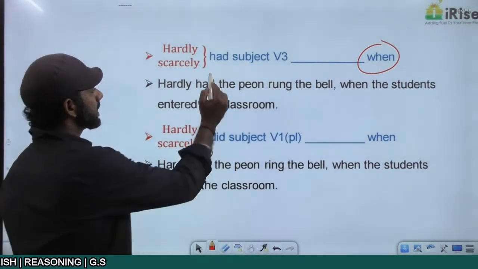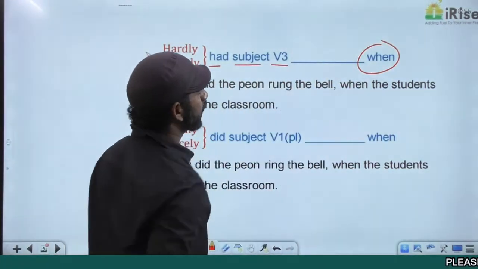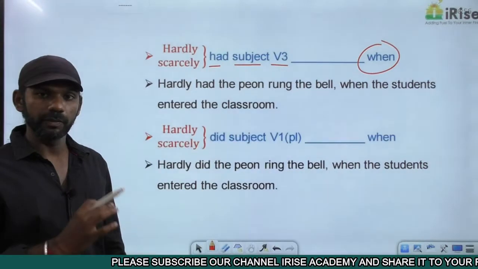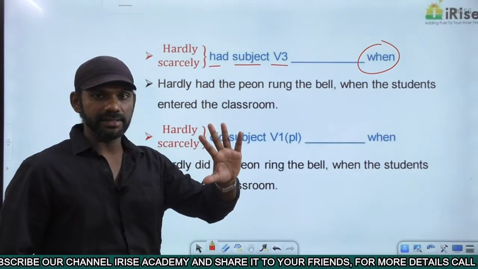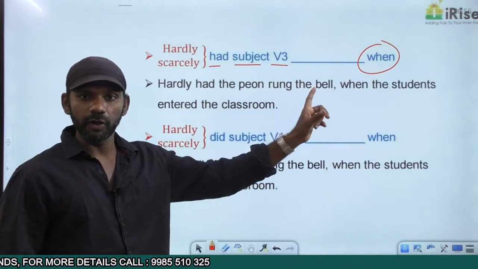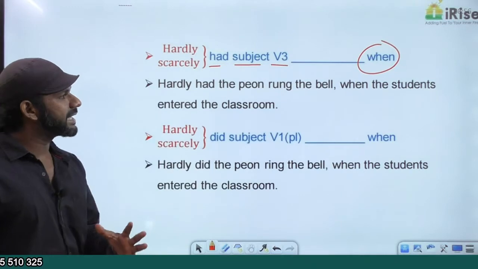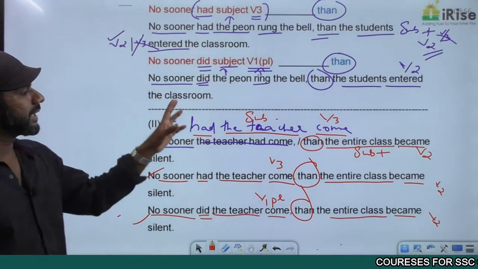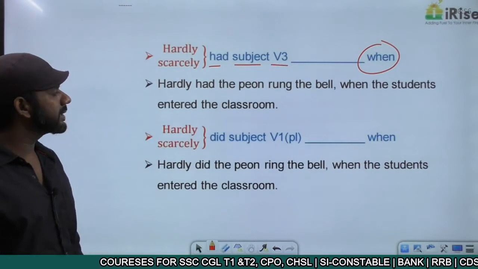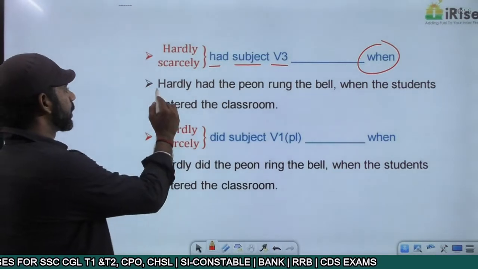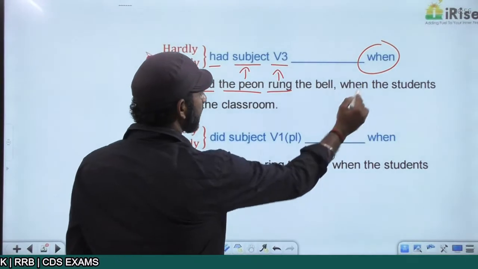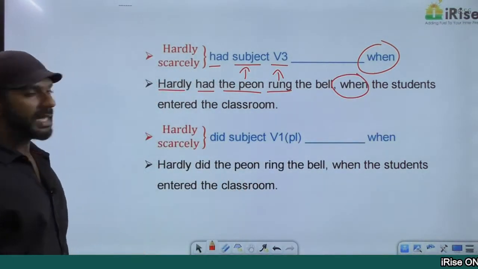Hardly or scarcely had subject V3 followed by when. Till here remains the same, right? Up to this part it's the same as no sooner sentences. The only difference is it will be followed by when. Now we'll frame the same idea in the hardly form. Hardly had the peon rung the bell when the students entered the classroom. So hardly had, subject is the peon, rung is V3 and hardly will be followed by when. Then the students entered the classroom.